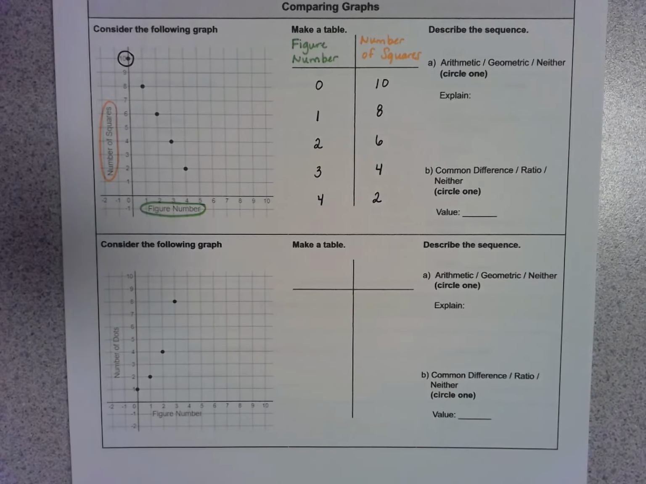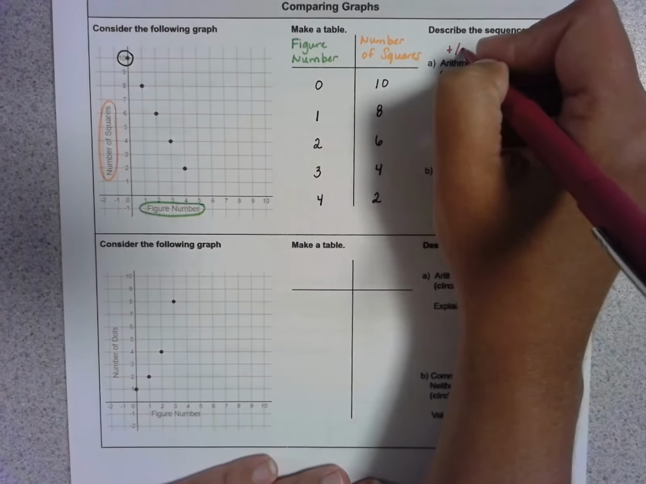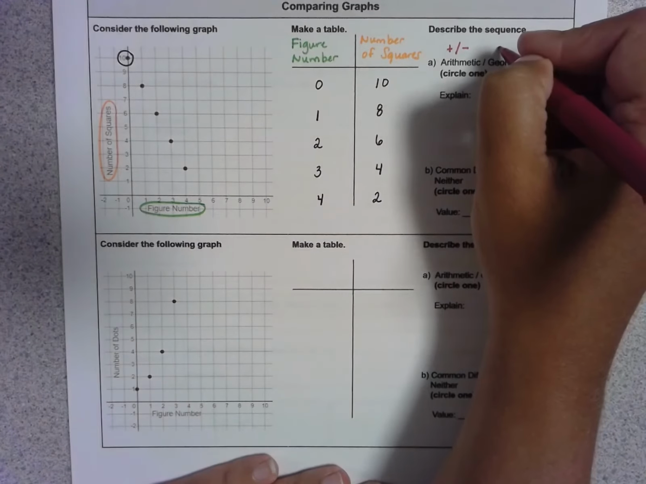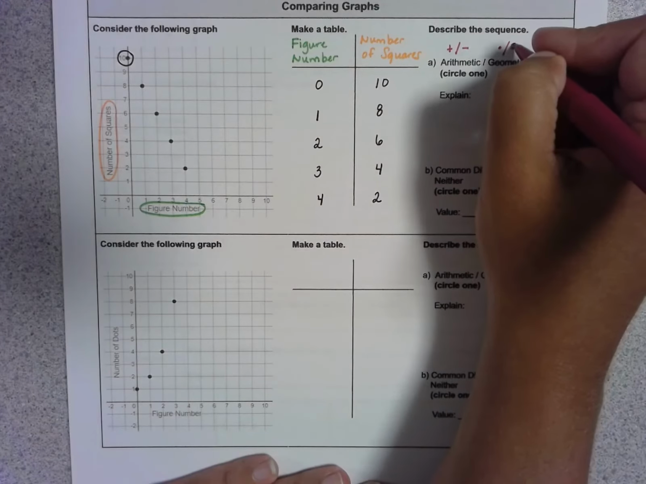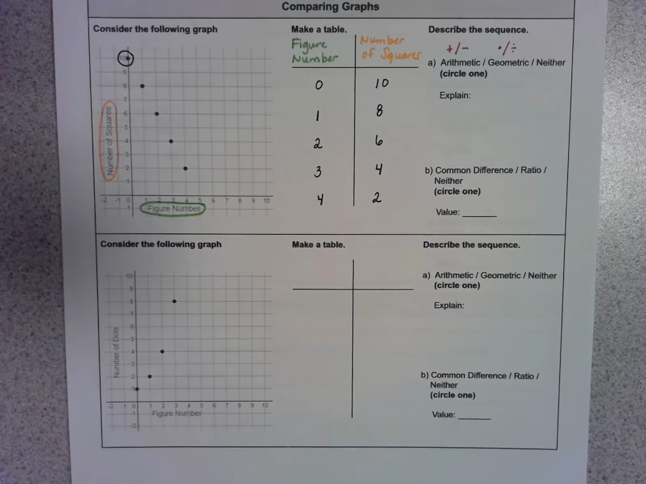Okay, now that we've practiced making a table by using a graph, let's try to describe the sequence using vocabulary. As a reminder, an arithmetic sequence is when we have an adding or subtracting pattern in our table, and a geometric sequence is when we have a multiplying or dividing pattern in our table. So in order to figure out what type of sequence we have, we could start by looking at the table.